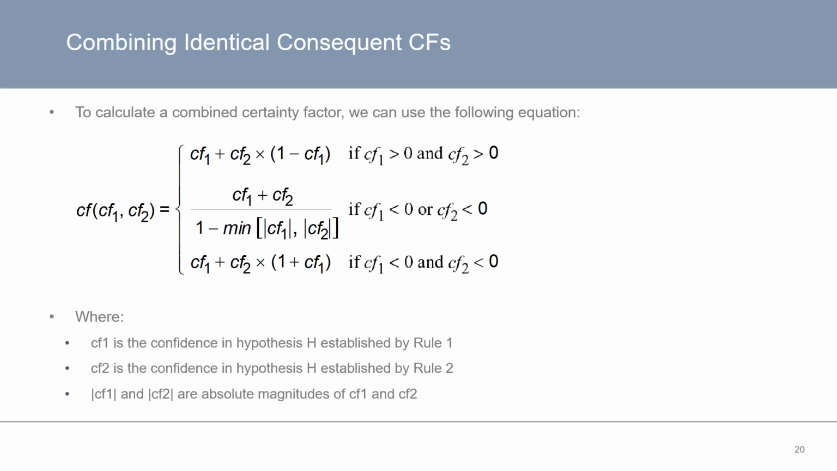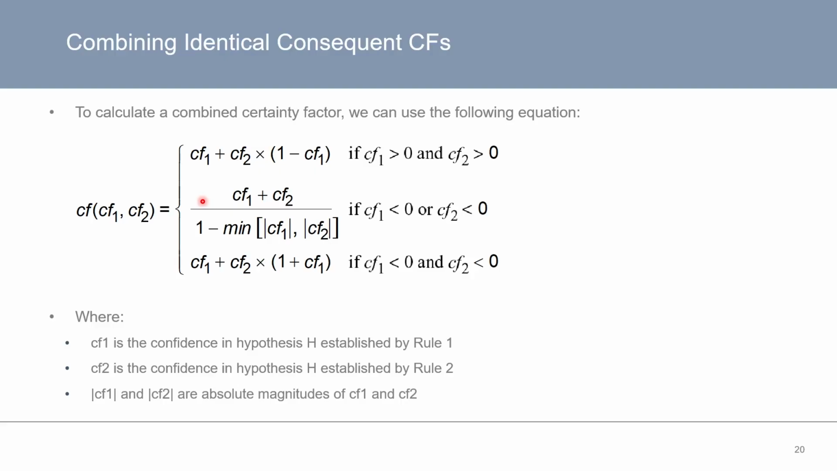So we can combine certainty factors when multiple rules fire using the following equation. When both certainty factors are positive, then the new certainty factor is just the sum of the two multiplied by 1 minus the first certainty factor. If both certainty factors are below 0, we can again add them together and multiply them by 1 plus the first certainty factor. And if one is positive and one is negative, then we can use this equation. The sum of the two certainty factors divided by 1 minus the minimum of the absolute values of either certainty factor.